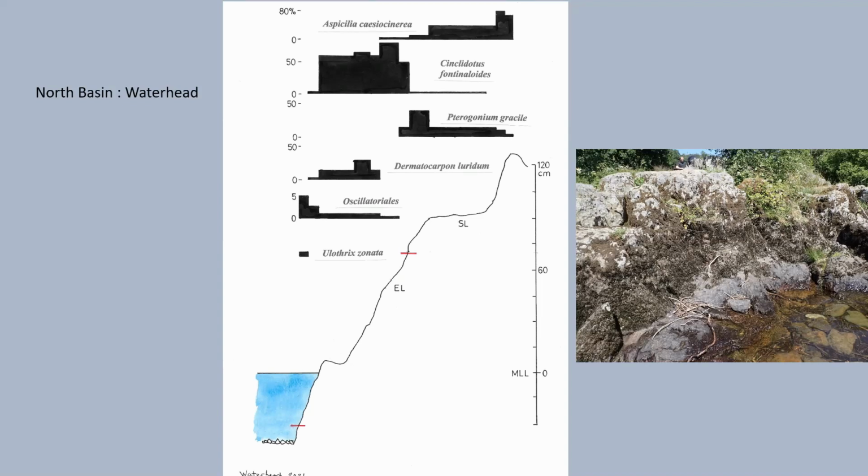I really want to concentrate on just a couple of things. The other thing I'm going to mention to you is Dermatocarpon luridum, which is rather a large leafy lichen. And you can see that it more or less co-occurs with the Cinclidotus. It's fairly low on the shore. It doesn't really go below mean lake level, however. It doesn't seem to on this slide.